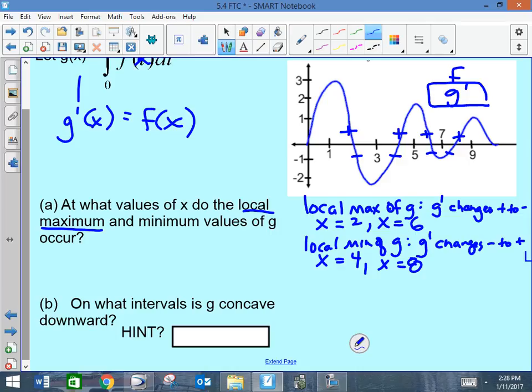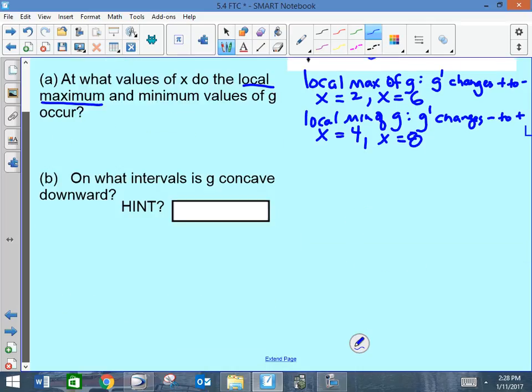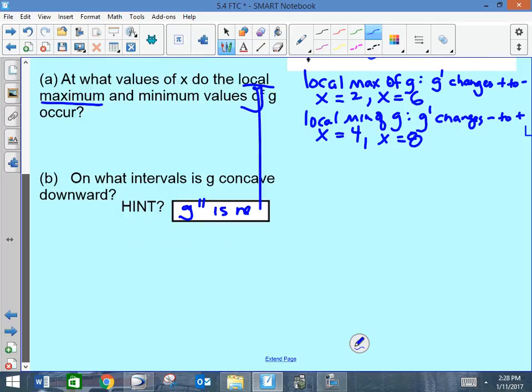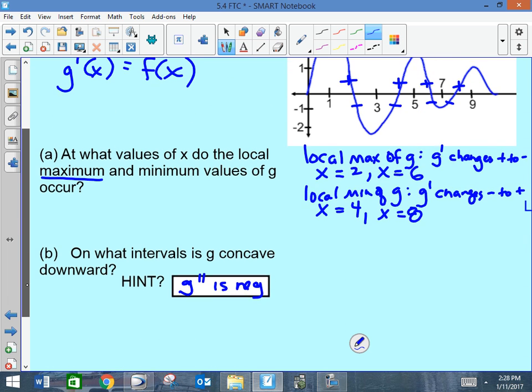Okay, on what intervals is G concave down? What do we want to know about G? G is concave down when G prime... Actually, I don't want to talk about G prime. I want to talk about G double prime being negative. I don't really like increasing and decreasing, but if that works for you, it's the same thing. It makes me crazy, but if it works for you, go ahead and use it.